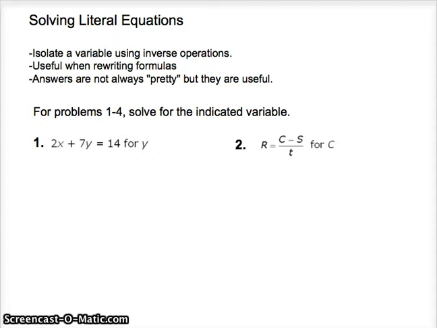Before we go any further, let's make sure we understand what a literal equation is. That's an equation that has two or more variables in it. When we're solving literal equations, we're still going to be isolating a variable using inverse operations. The only difference is we need to be told what variable we're solving for. When it says we're solving for a variable, that's the variable we want to be all by itself.